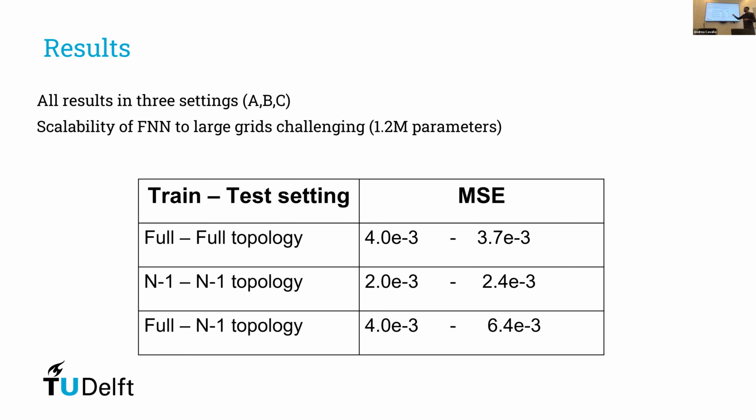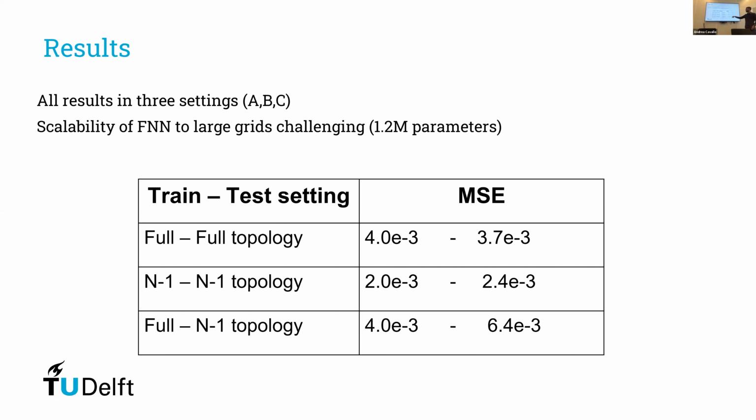In the second case, we have N-1 topology. The training data contains an ACOPF data set where random edges have been perturbed, so you have N-1 cases, and the test set is also the same. And in the third setting, you train your model only on the full graph, so you don't have topological variations, but the test set only contains N-1 cases. So those are the three differences.